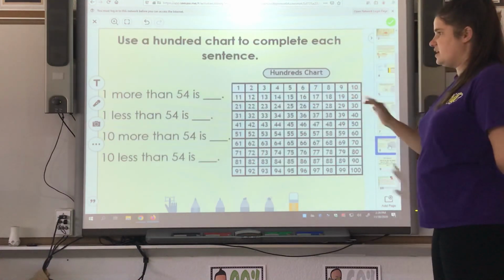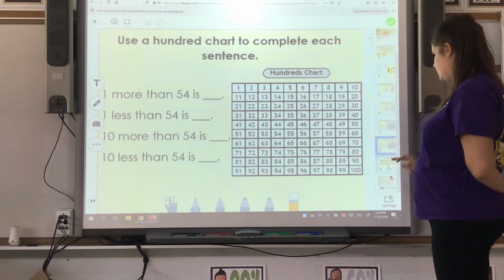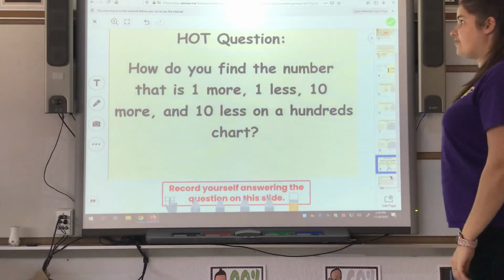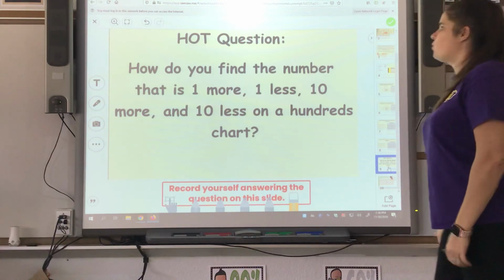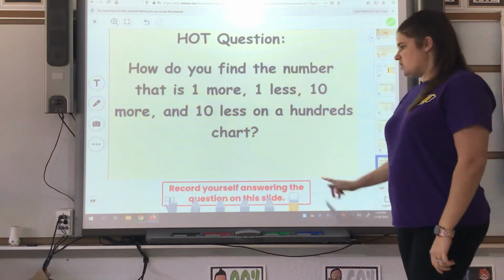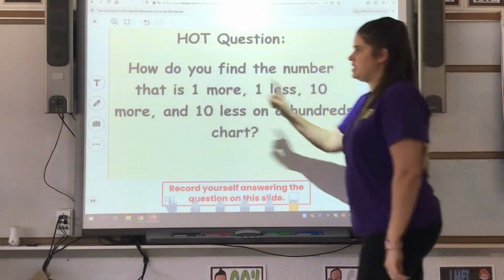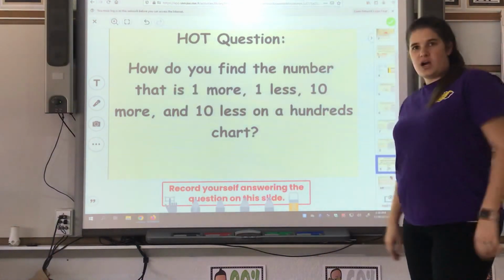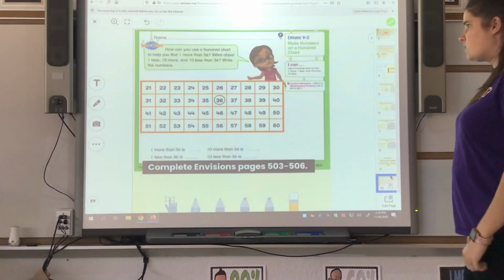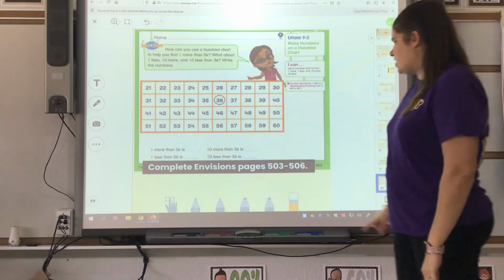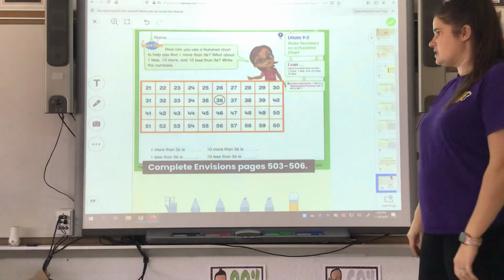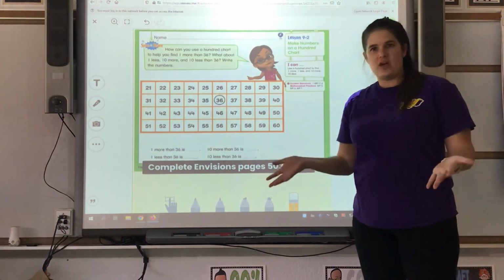You have an example that you can work through at home. Today's question, how do you find the number that is 1 more, 1 less, 10 more, and 10 less on a hundredths chart? You can either record yourself answering by using the microphone tool, or you can write your answer on a separate sheet of paper. Your Envisions pages for today are pages 503 to 506. Make sure you complete it all completely.